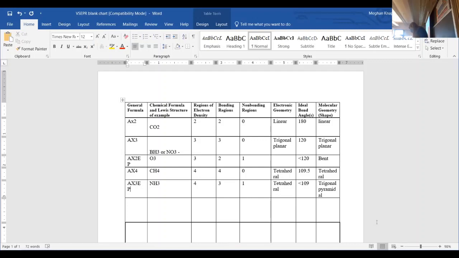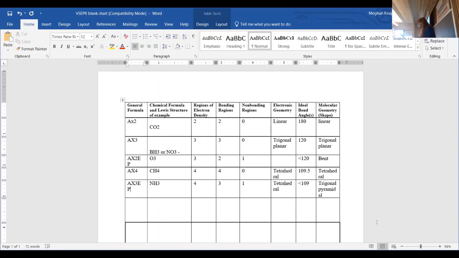So our electronic geometry is still trigonal planar. But the shape of the molecule is a bent molecule, not trigonal planar. Okay, so what happens to the angle? This is where what I said about exact bond angles comes in.